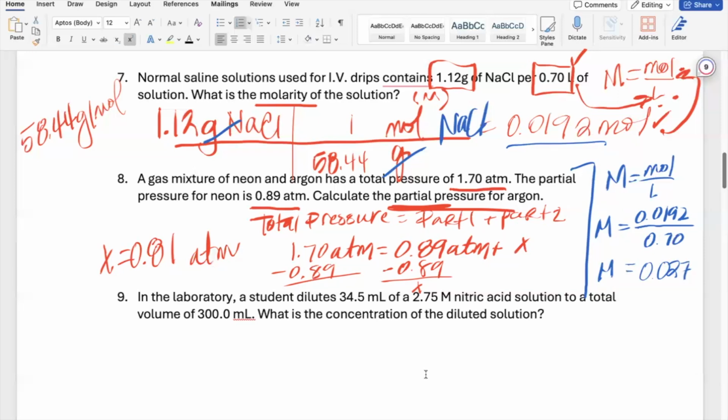I have a question. Go ahead. On number 8, why do we subtract the 0.89 instead of the 1.70? With 1.70, you're trying to get x by itself. Okay, got it. Sorry, it's kind of a hot mess right over here. X is here.